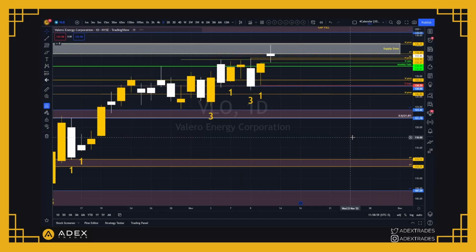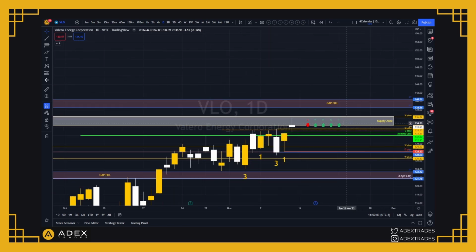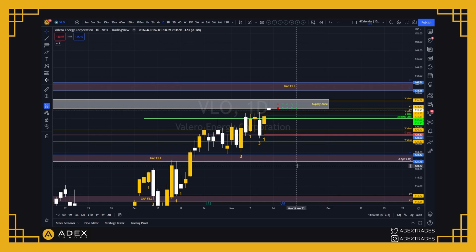Reason why I want Valero, look at the gap to the upside. Once you break up this supply zone, gap fill target. Gap fill targets are literally the crème de la crème.